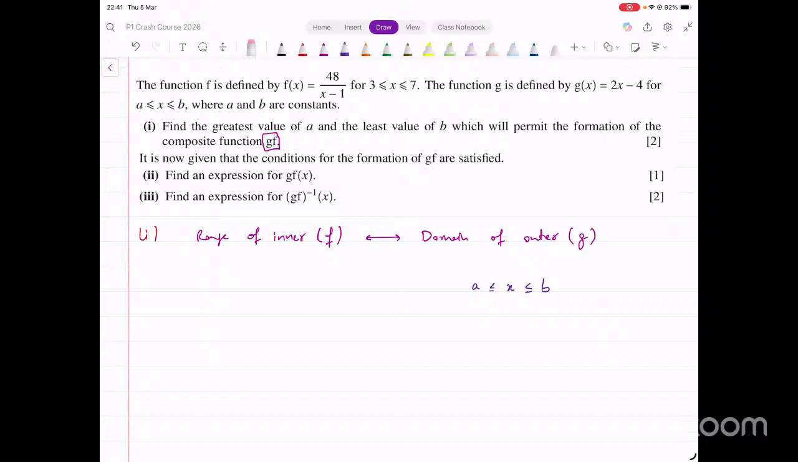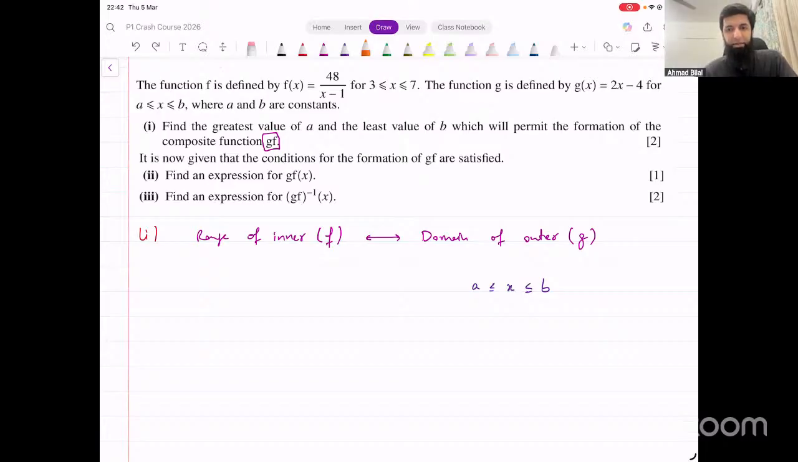We can input values. It's a reciprocal function, right? In reciprocal functions, we just look at the endpoints. We would input 3 and we would input 7, and that will give us the range. We don't even need to sketch graphs for reciprocal functions. If we need the graph, they will give us the graph in the question. In this case, they have not given the graph, so we can just input the endpoints and that's going to be sufficient.